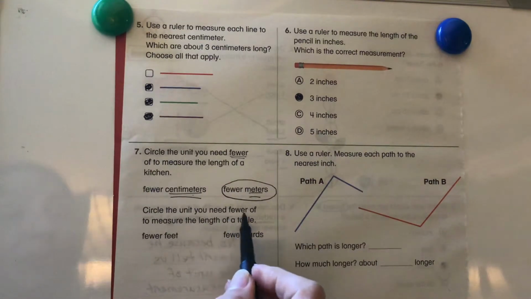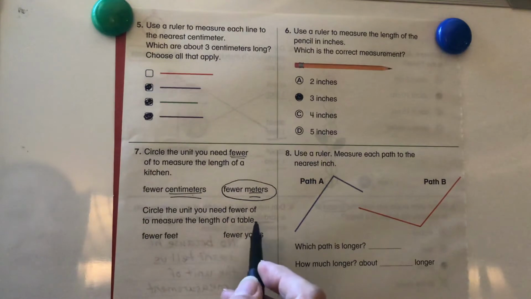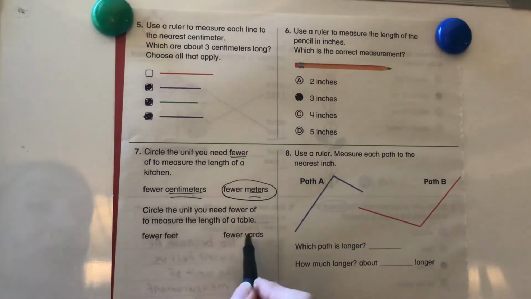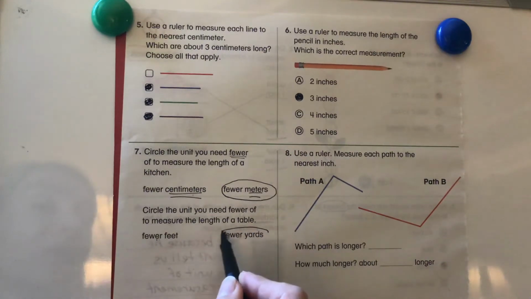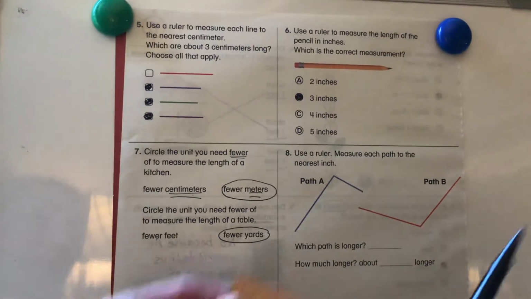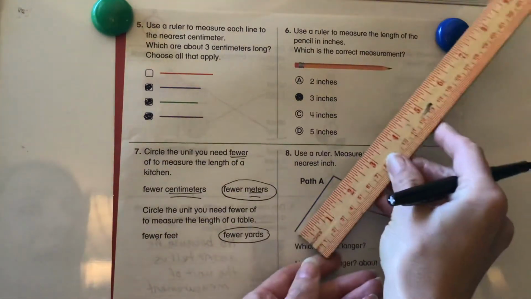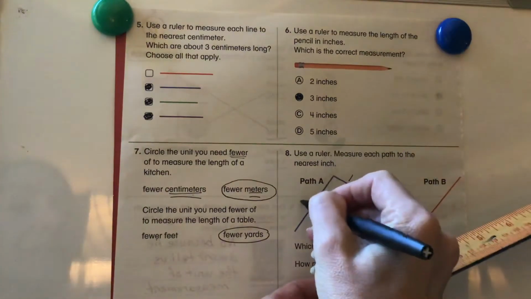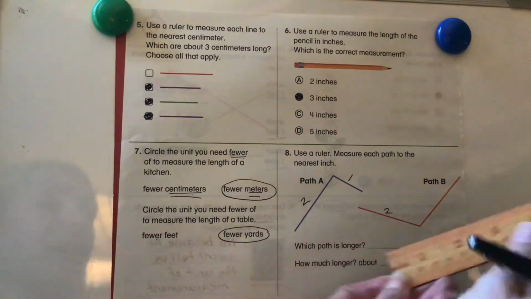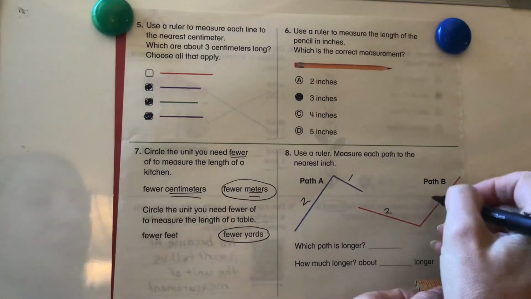Okay, circle the unit you need fewer of to measure the length of a table. So we have to think what's bigger, feet or yards? Yards are bigger, so we need fewer yards to measure. Okay, use a ruler, measure each path to the nearest inch. So we're using inches. So we can add this. This is 1 inch, and this is 2 inches. Let's see, this is 2 inches, and this is also 2 inches.